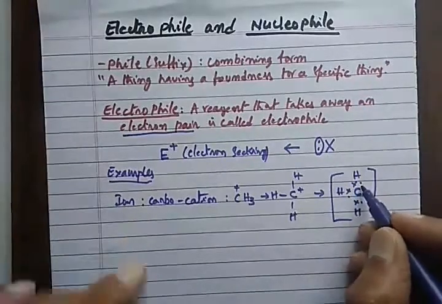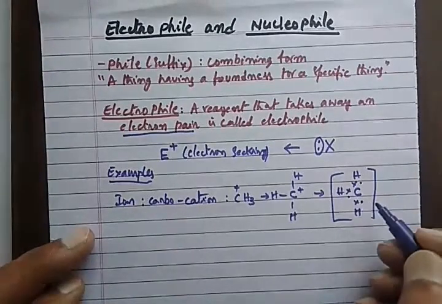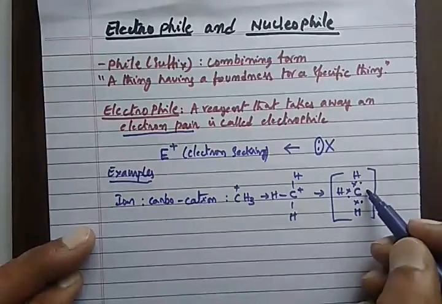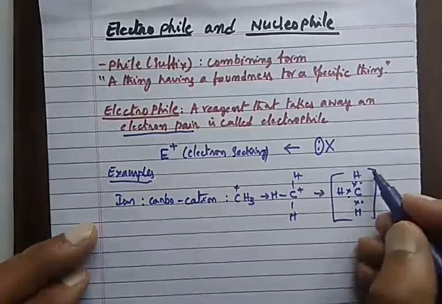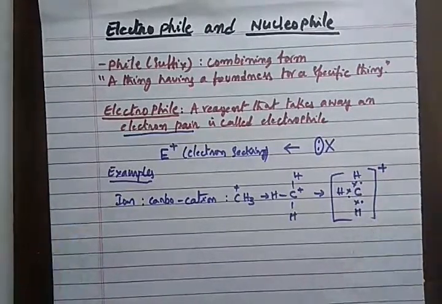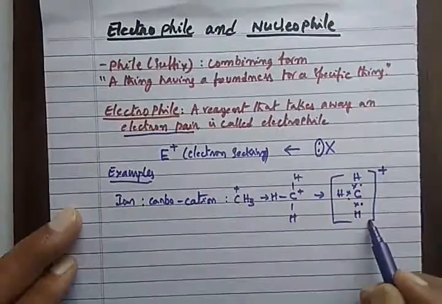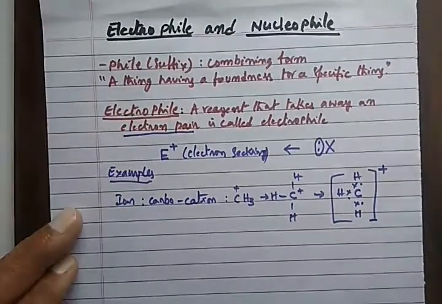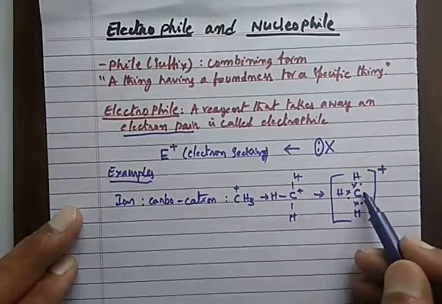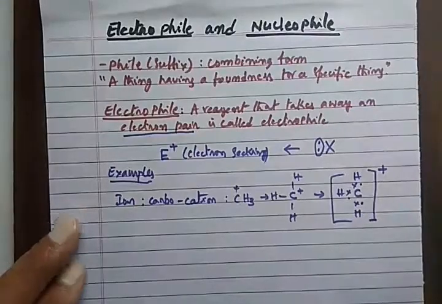See, carbon is supposed to have 4 electrons. This dot represents an electron belonging to carbon. The 4th one is not there. That means this will have a positive charge, whereas these crosses are hydrogen electrons. So this kind of ion is an electrophile. For a covalent bond it needs 2 electrons, so it will always take a pair.